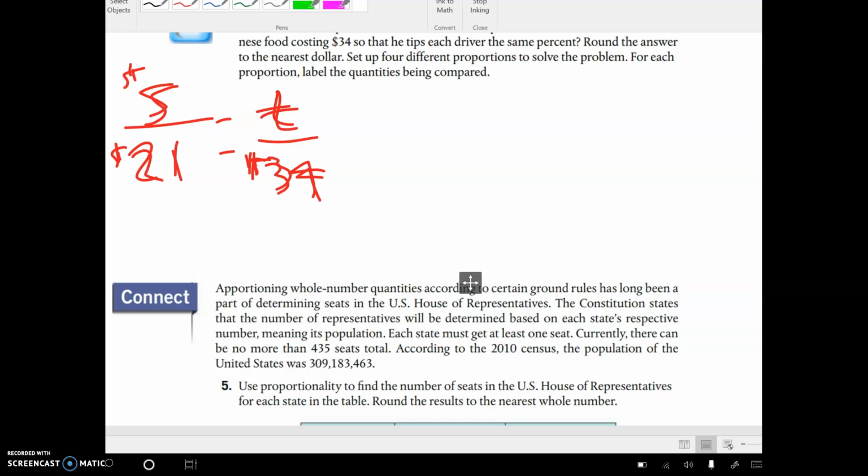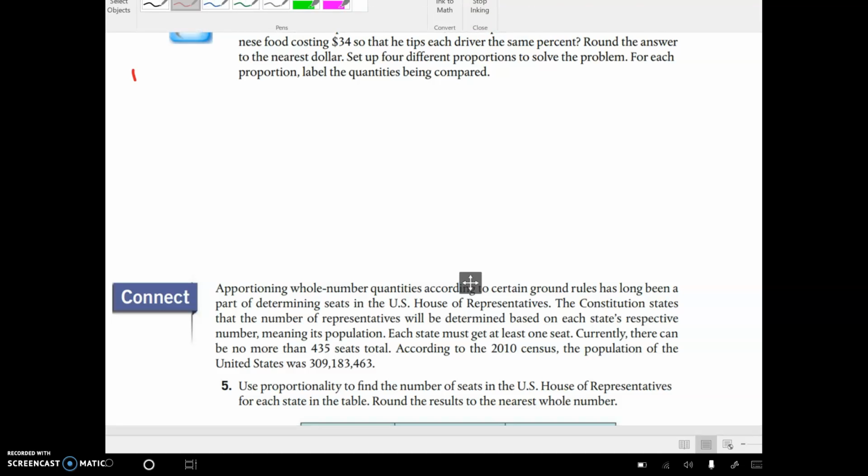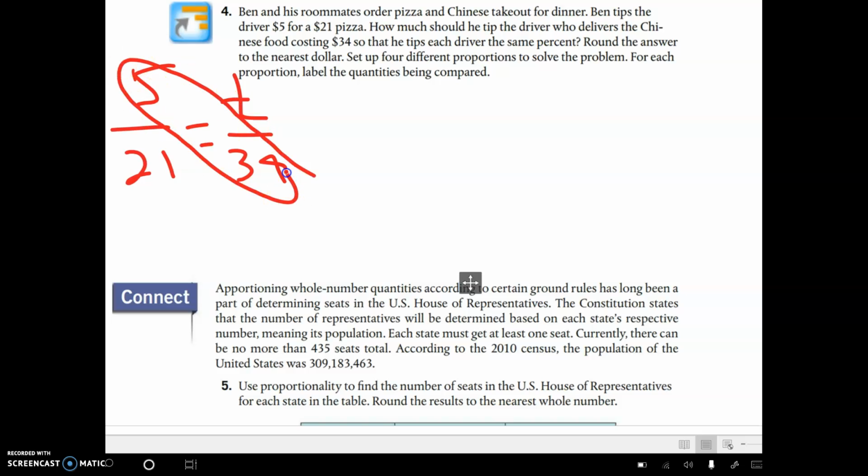Let me get back there. All right, so let me rewrite that so it's more legible. Okay. All right, so we have $5 over 21, and we have T for a tip all over 34. And again, at this point, you could cross multiply, and then divide by the 21, and you should get about an $8 tip.